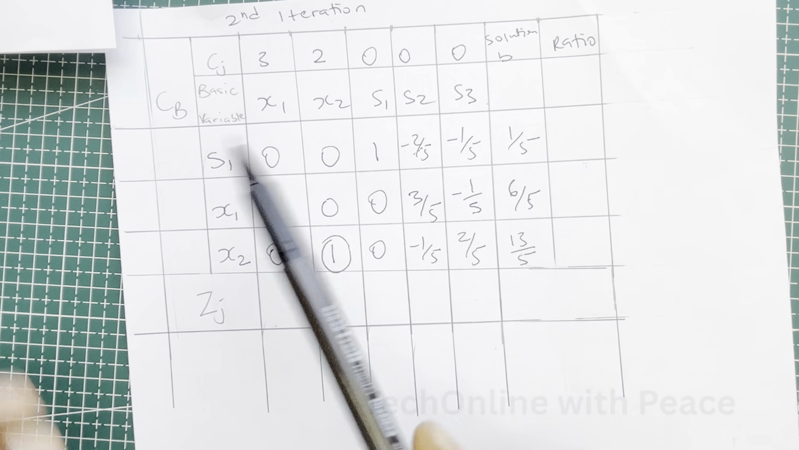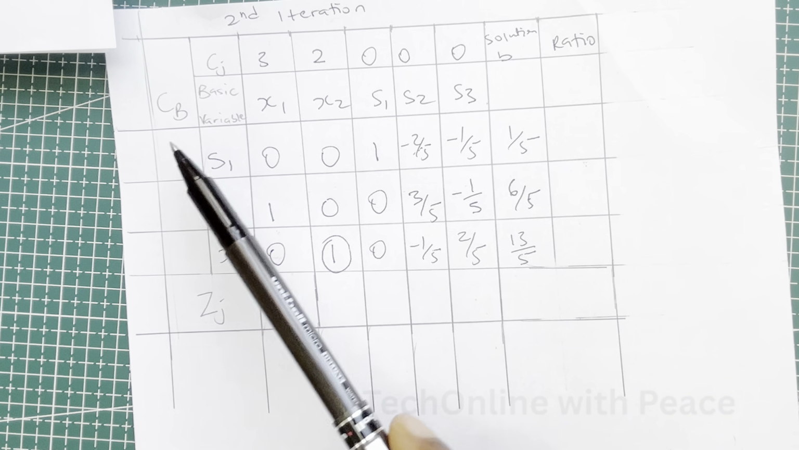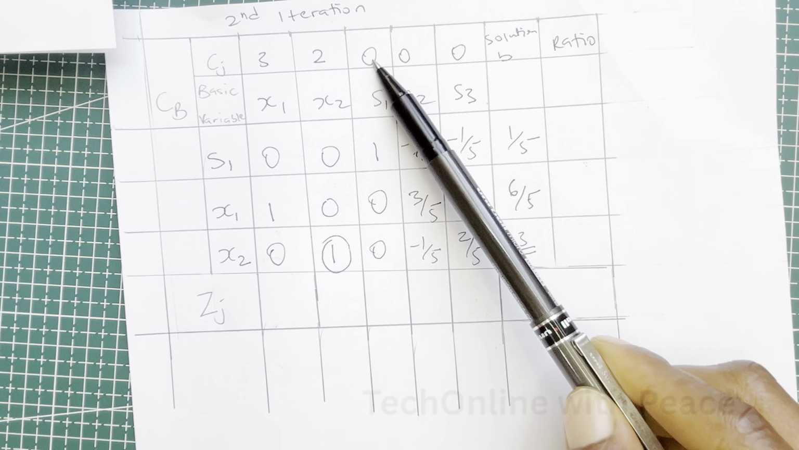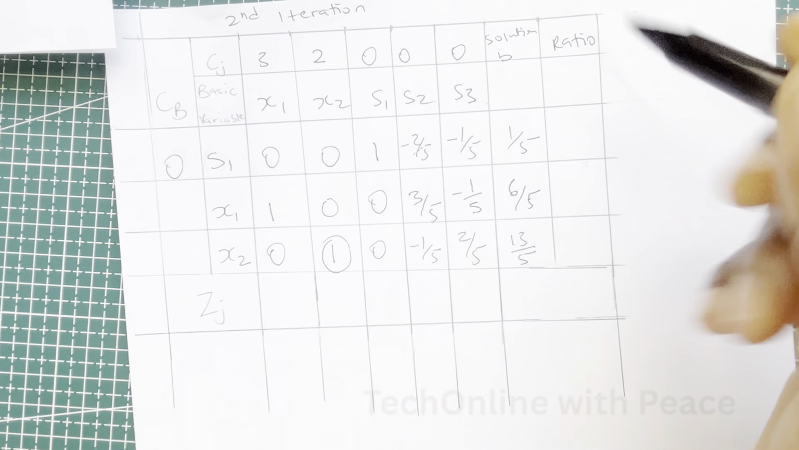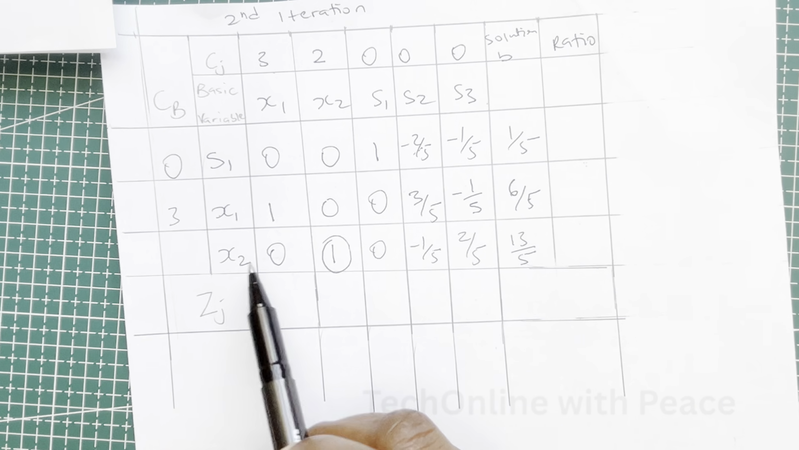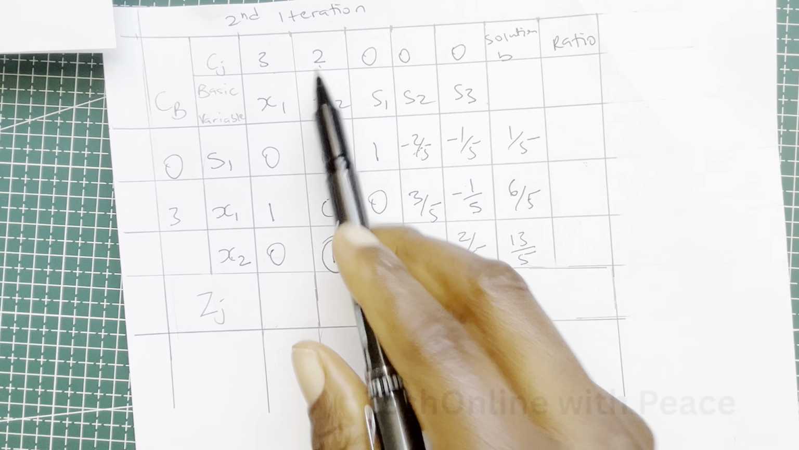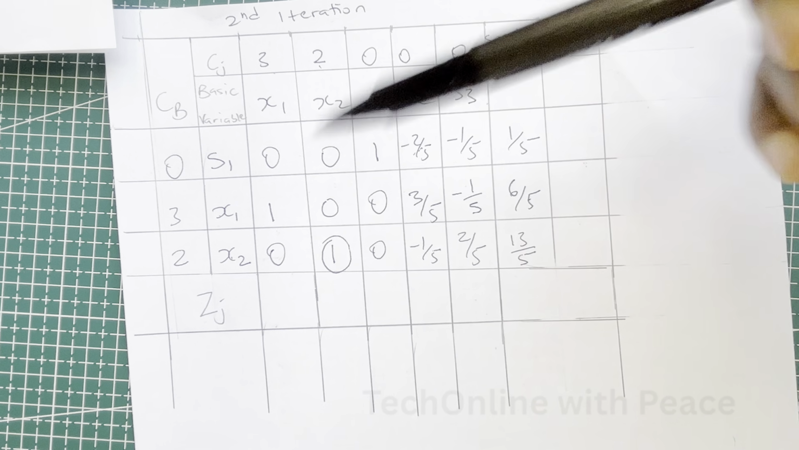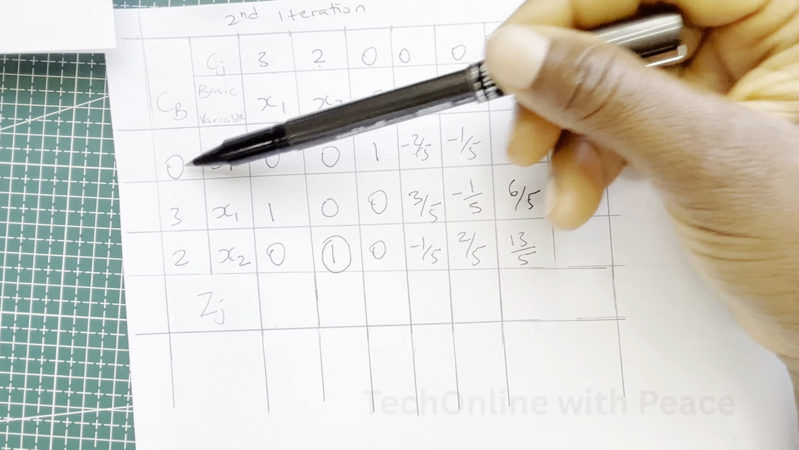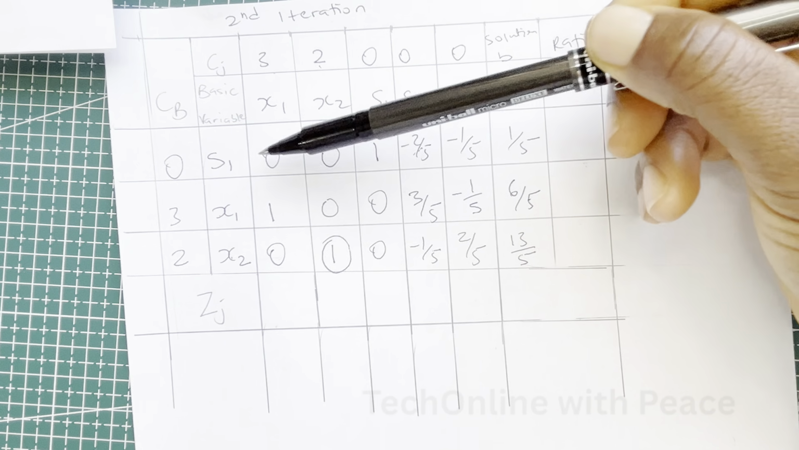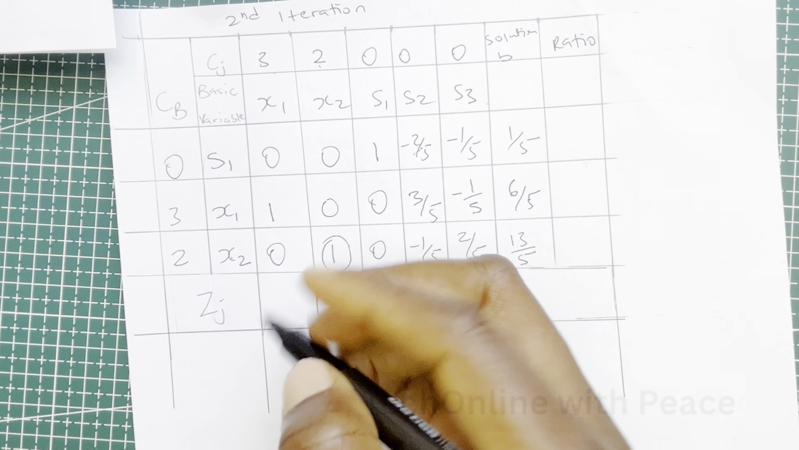So the next thing to do is to get our value for cb. For x1 here we have 0, for x1 we have 3, for x2 we have 2. So the next is to get our zj. To get our zj, 0 times 0 is 0, 3 times 1 is 3, 2 times 0 is 0, 0 plus 3 plus 0, we have 3.